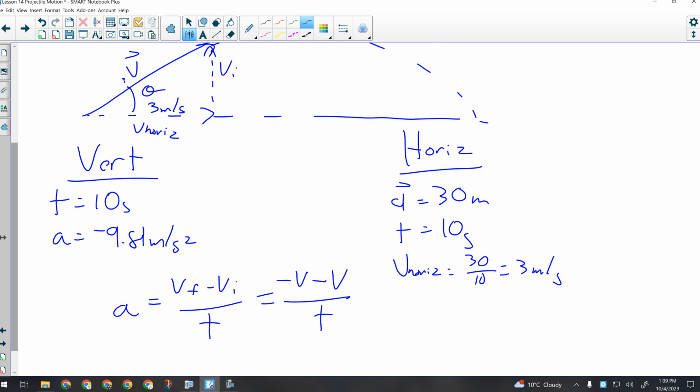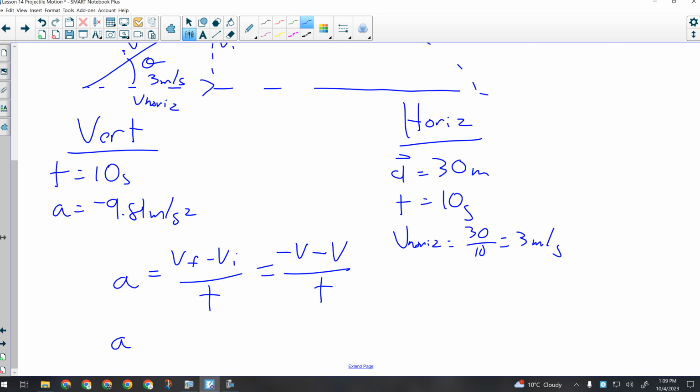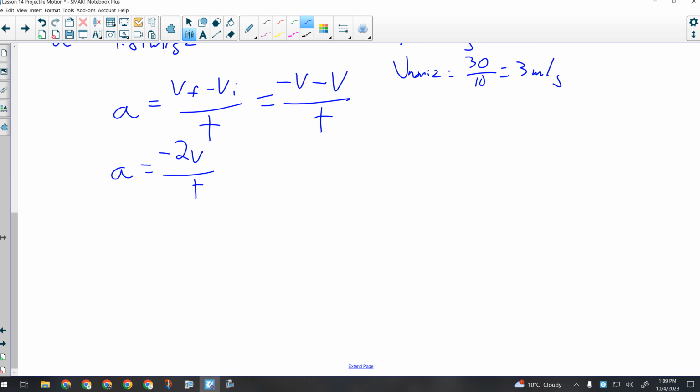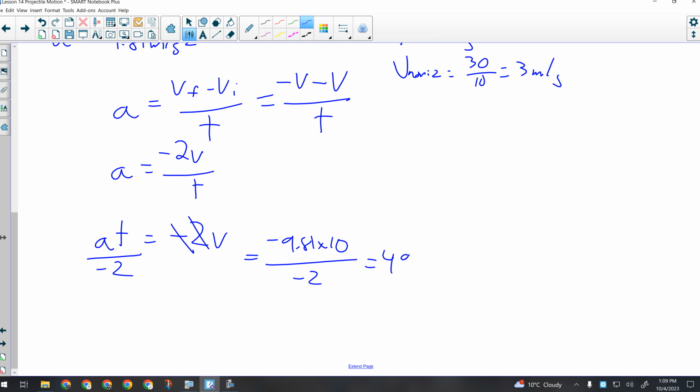That's what I was saying. This question is really an algebra trick. So I know that A equals negative 2V over T. Can I isolate V? I know A is 9.81. I know T is 10 seconds. So now I can isolate V. A times T equals negative 2V. Divide both sides by negative 2. And I've got that side of the triangle now. So negative 9.81 times 10 divided by negative 2 should give me 49.05.